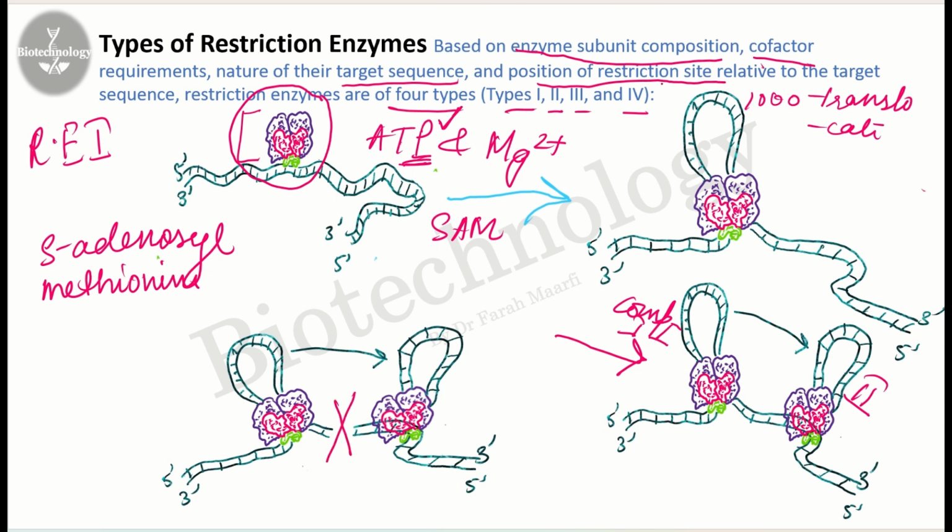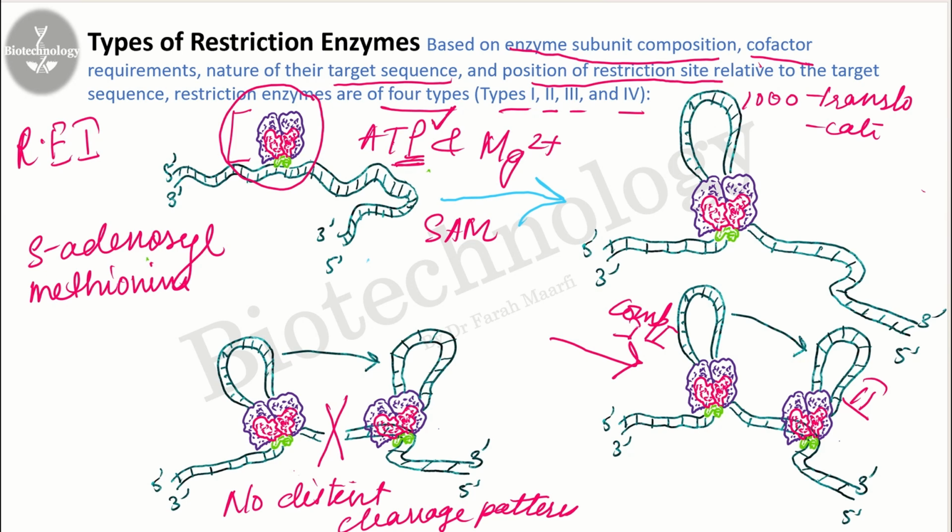As soon as it recognizes the second complex, it creates a cleavage. As cleavage occurs after translocation, the cleavage site is not fixed. As a consequence, there is no distinct cleavage pattern. Since the cleavage pattern is not distinct, we do not often use this type of restriction enzyme for cloning purposes.